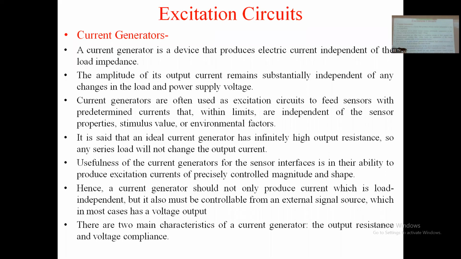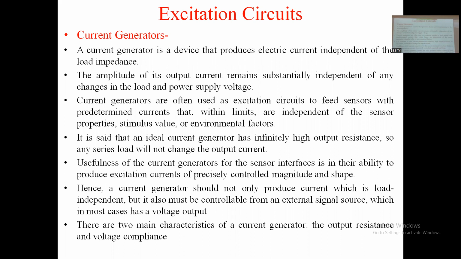So like that current generator, hence a current generator should not only produce a current which is load independent, but it also must be controllable from an external signal source, which in most cases has a voltage output. So hence a current generator should produce a current which is independent of the load resistor, or it may be load impedance, but it also must be controllable from an external signal source, which in most cases has a voltage output.